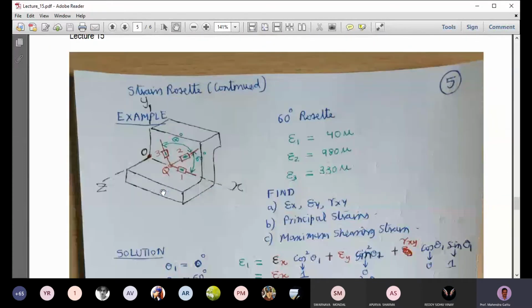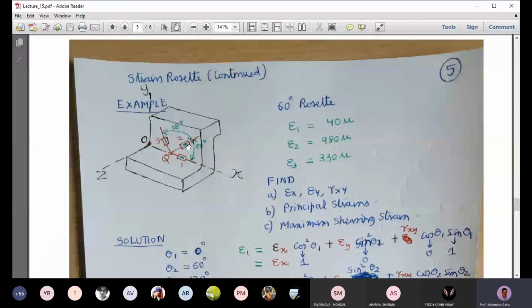So here we have some component of a machine, and at point Q, which is lying along this axis, we are putting these strain gauges. So the three strain gauges are like this: one along line 1, another one at line 2, which is making 60 degrees with the x-axis, and another along line 3, which is making 60 degrees with line 2. So this is a 60-degree rosette, and what is happening is we are measuring the strains epsilon 1, epsilon 2, epsilon 3.